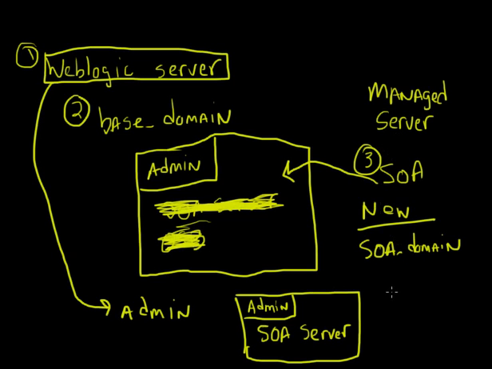So now I download some other managed server. So let's say I download the Oracle Service Bus, right? Again, I have a couple of options. I can either extend the base domain and put my Oracle Service Bus into there. I can extend my SOA domain and put it into there, or I can create a whole new domain and create a third domain as part of my installation, right?